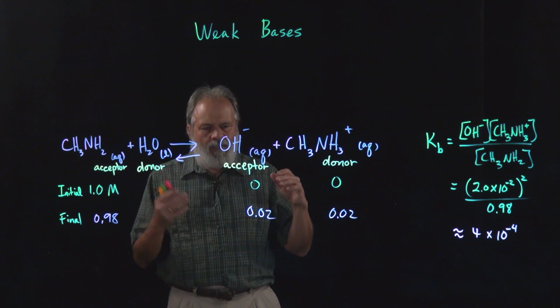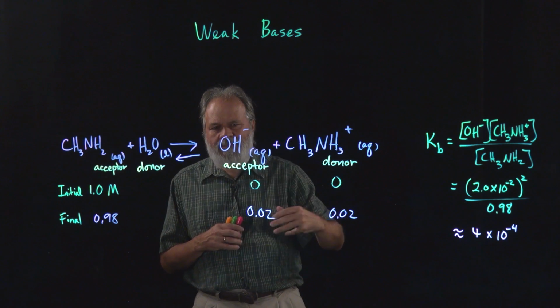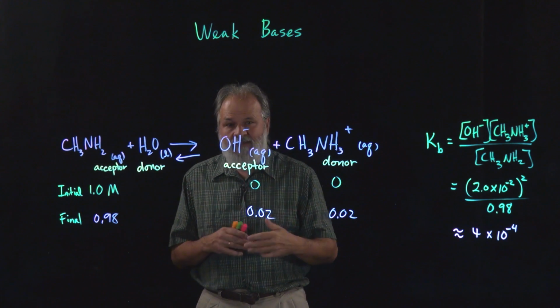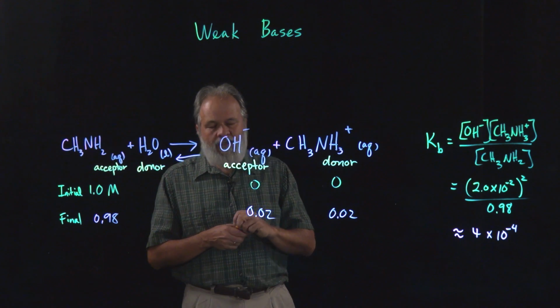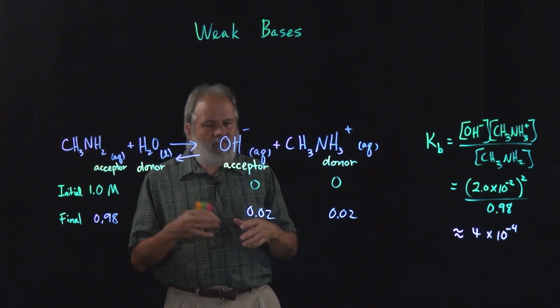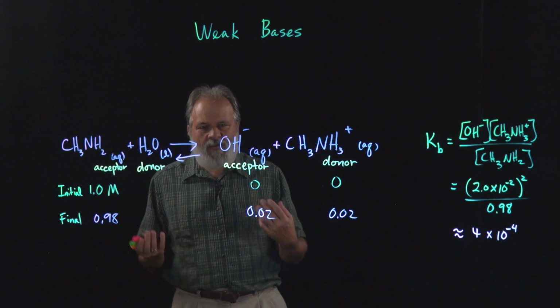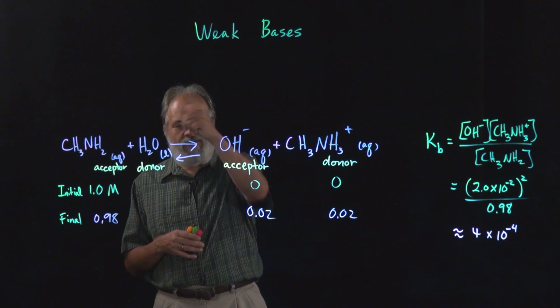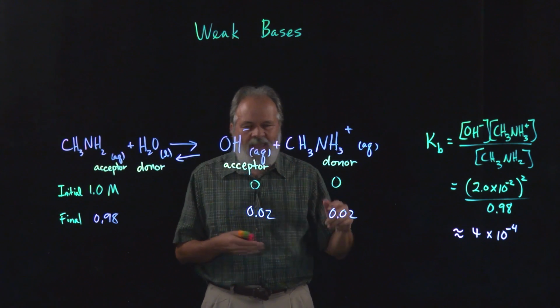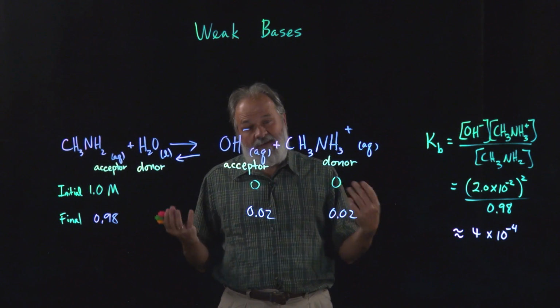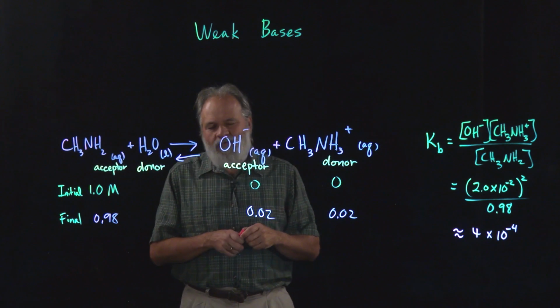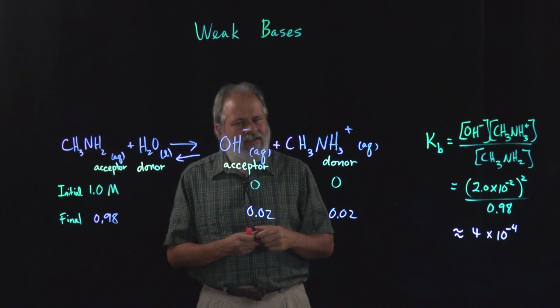Okay, so if you have a list of Kb values, the smallest Kb is the weakest base, and the largest Kb is the strongest base. The other thing to note is that if you have sodium hydroxide and it's 100% ionized, that means you're dividing by zero, so the Kb for sodium hydroxide is infinity. So you don't see equilibrium constants for strong acids and strong bases.